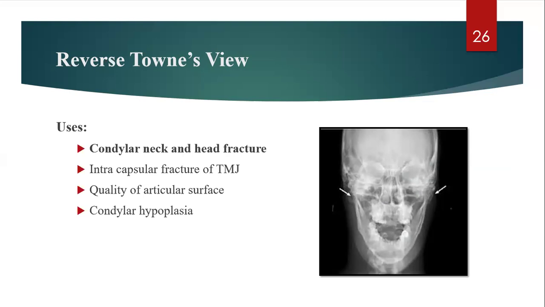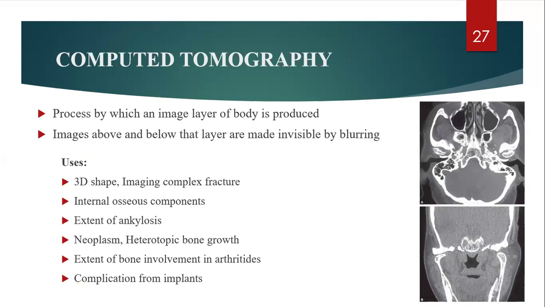The use of the reverse Towne's projection is to view fractures of the condylar head and neck. Also in case of condylar hypoplasia, and intracapsular fracture of the TMJ. These were the conventional techniques of TMJ hard tissue imaging.